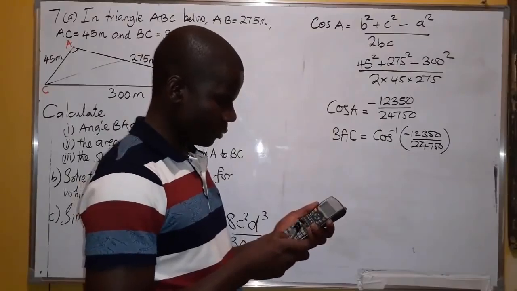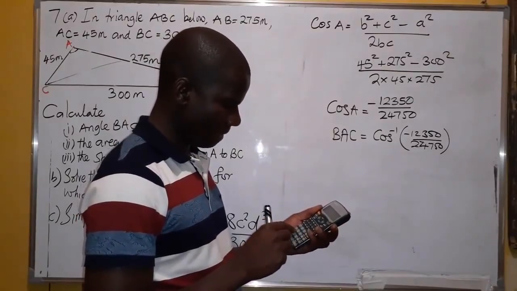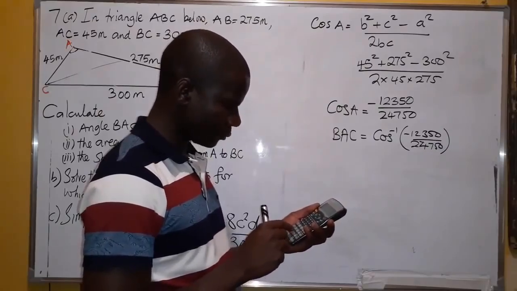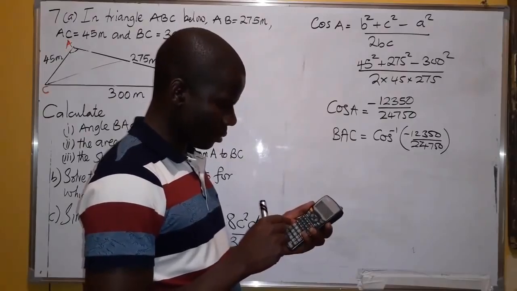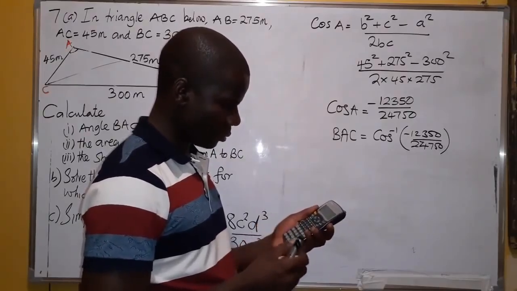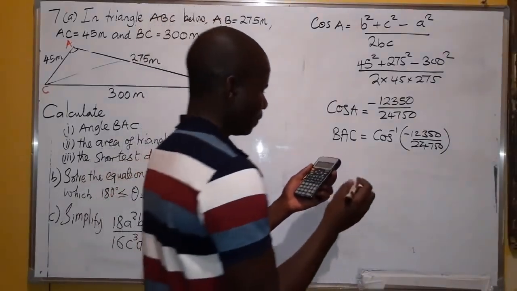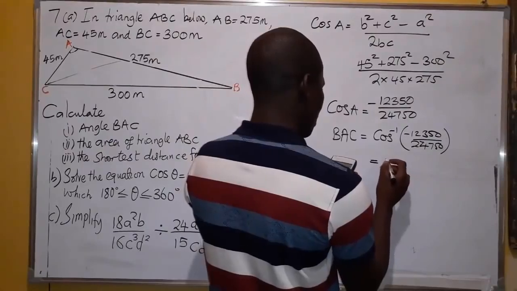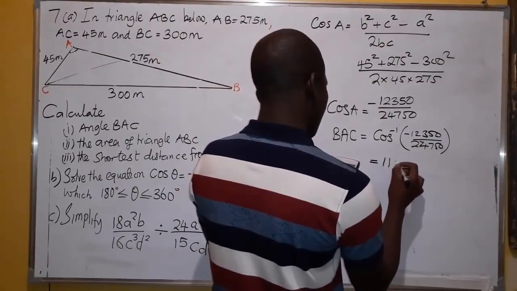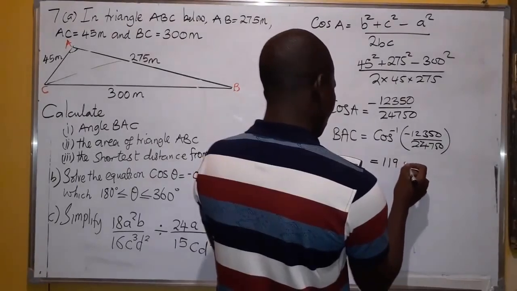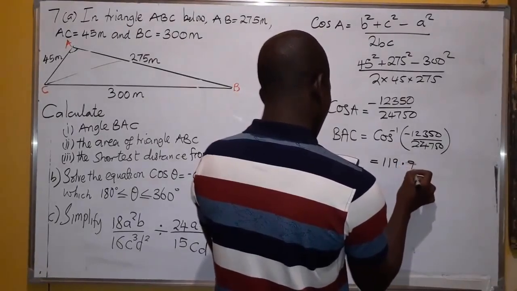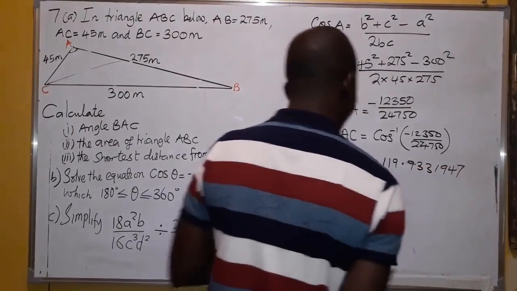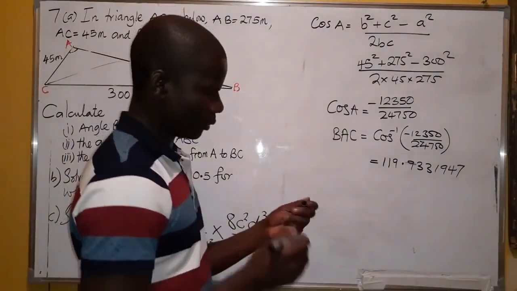All right. So we have 12,350 divided by 24,750. Okay. So this is what we are going to get here. We are going to get 119.933197. Okay, this is what we are going to get.